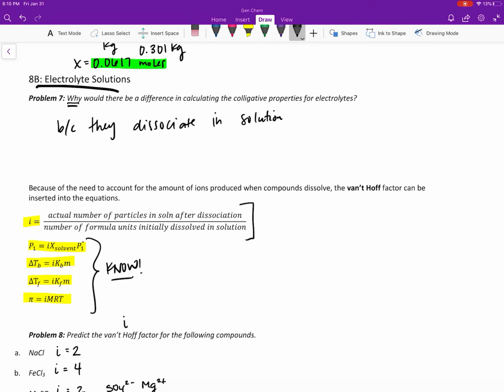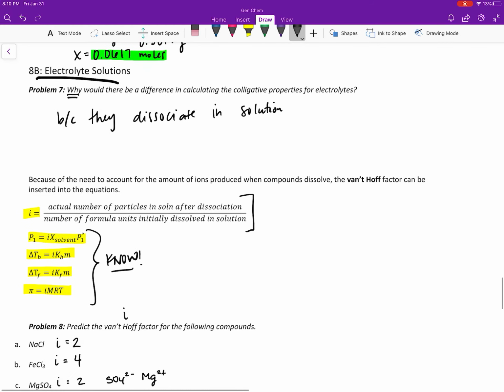Then we talked about electrolyte solutions, and that the only difference is that they dissociate in solution into separate particles, they're separate ions, whereas non-electrolytes do not. They stay as a molecule. They do not dissolve into separate components. And so what we're going to have to account for is the amount of ions produced when the compound's dissolved, which is the Van't Hoff factor.